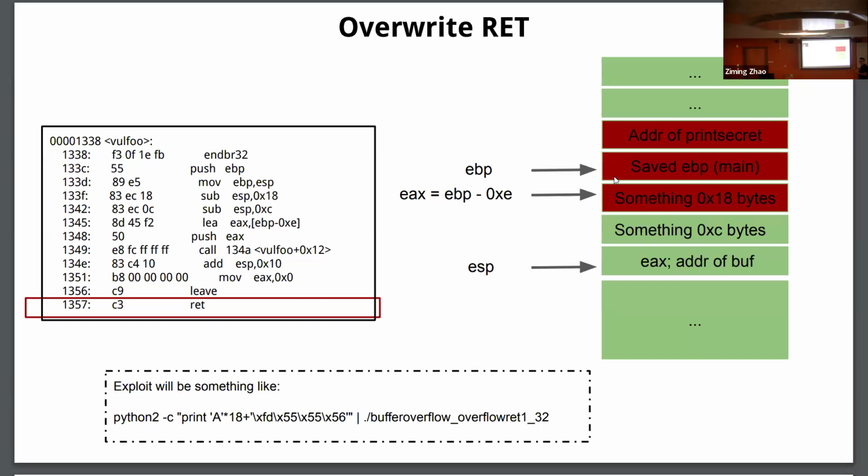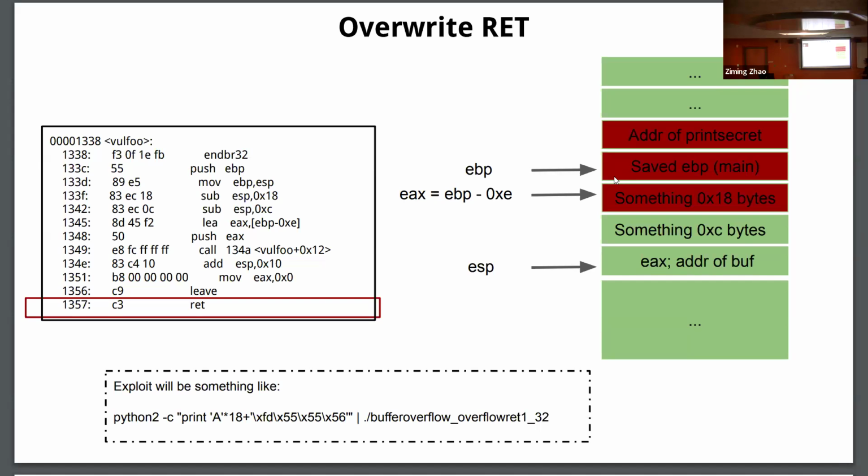The reason we do that is the return address will change to print secret. So when this function returns, it's not going to return to the main function. It's going to return to the beginning of print secret. So we are going to execute the print secret function, which gives us the flag. Does that make sense? Okay.